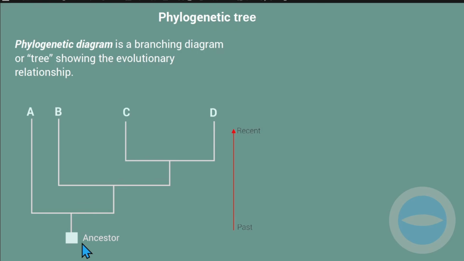Here we have the ancestor, and then we have organisms A, B, C, and D. These organisms share the same ancestor. As you can see, this is the ancestor, and when they reach some places, there is a separation, until we have these upper organisms. So you need to be able to interpret this diagram.